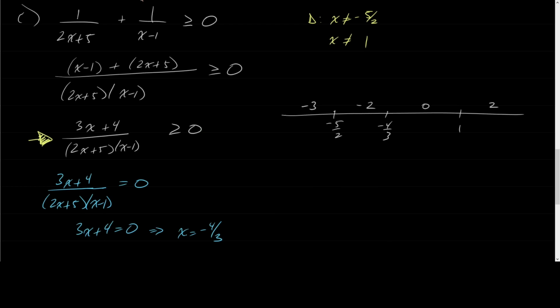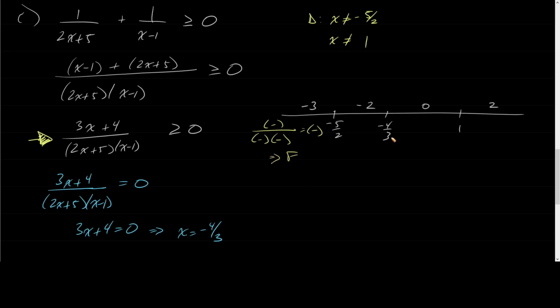So since we're comparing it to 0, we can definitely just see if it's positive or negative and know our solution. All right. So now, plug in negative 3. 3 times negative 3 is negative 9. Negative 9 plus 4 is a negative. On the bottom, 2 times negative 3 is negative 6. Negative 6 plus 5 is negative. Negative 3 minus 1 is negative. There's an odd number of negatives here, so overall it's negative. Is a negative greater than or equal to 0? No. So this part's false.